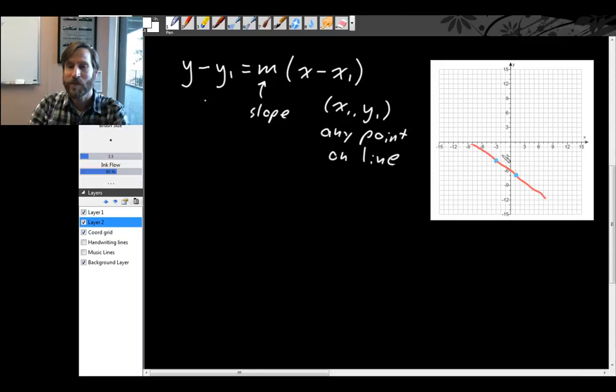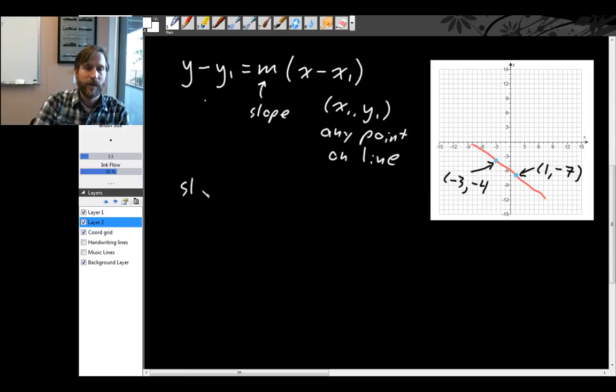the formula for slope. So this point on the left, reading the coordinates off of the graph, it looks like its x-coordinate is -3. And its y-coordinate looks like it's -4. And this other point looks like its x-coordinate is 1, and its y-coordinate is -7. All right. So now let's find our slope. So the formula for slope is rise over run, but rise is y2 minus y1 over x2 minus x1.